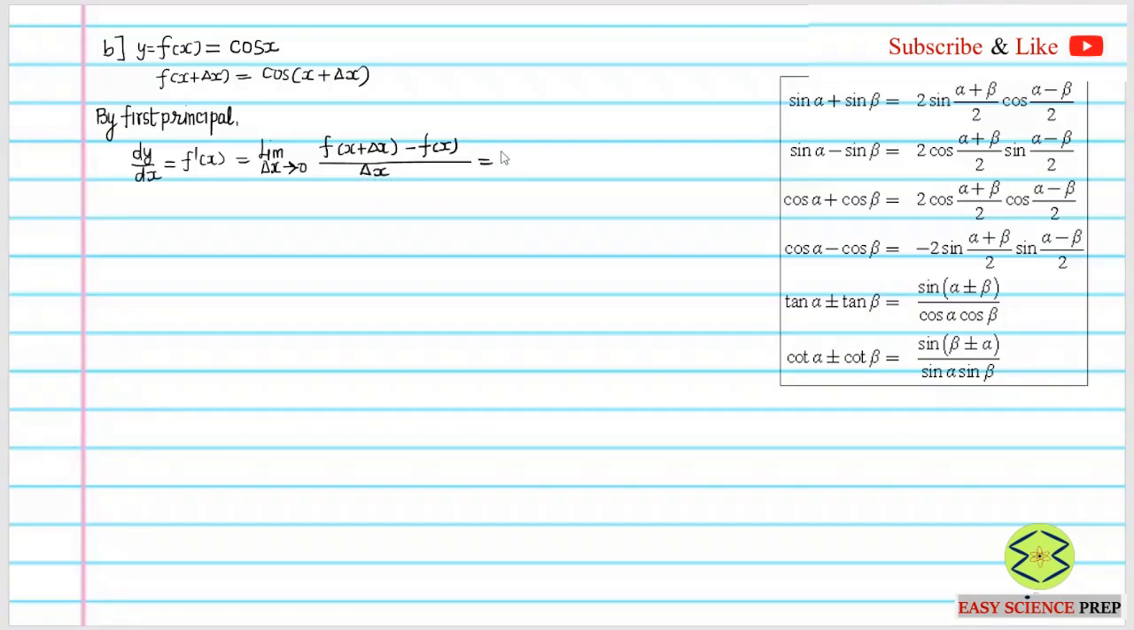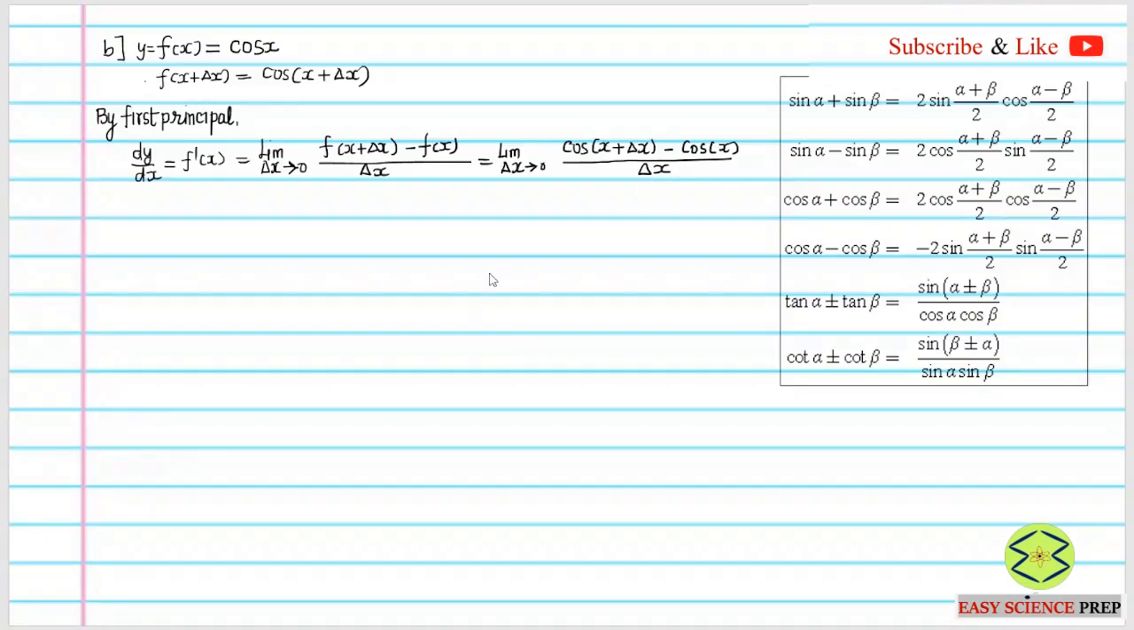So you can substitute the corresponding values. So what are the values? f of x plus delta x is cos of x plus delta x, minus cos x, whole divided by delta x.